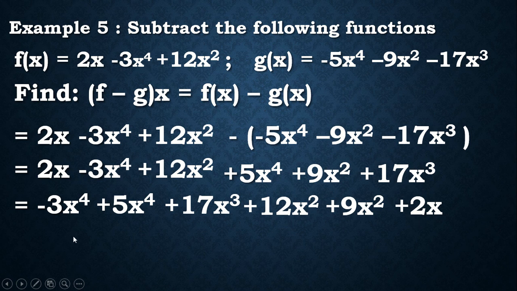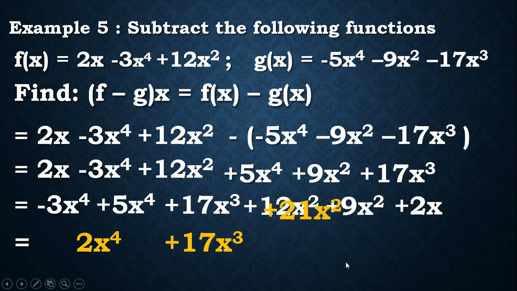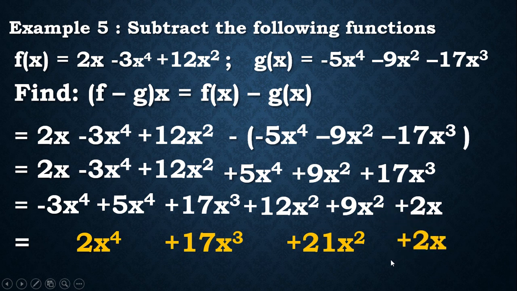After that, we have to add those like terms. Negative 3x to the fourth plus 5x to the fourth is positive 2x to the fourth. And then bring down positive 17x cubed. And then we have to add 12 plus 9, that is 21x squared. And then plus 2x. And this will be our answer in example number 5: 2x to the fourth plus 17x cubed plus 21x squared plus 2x.